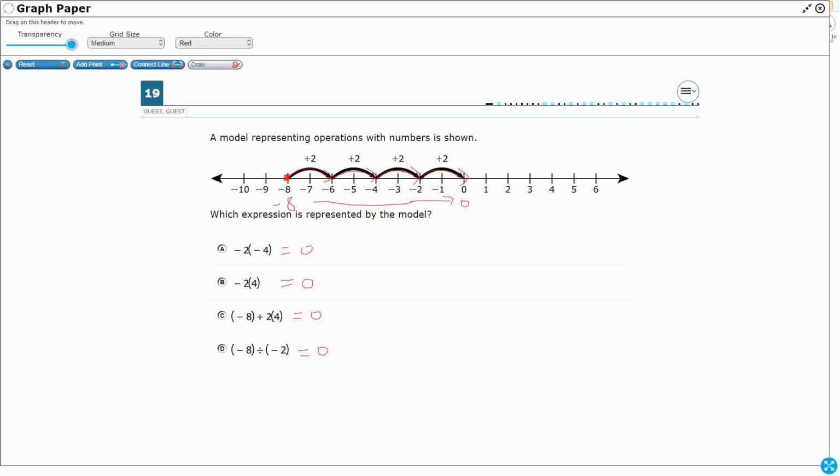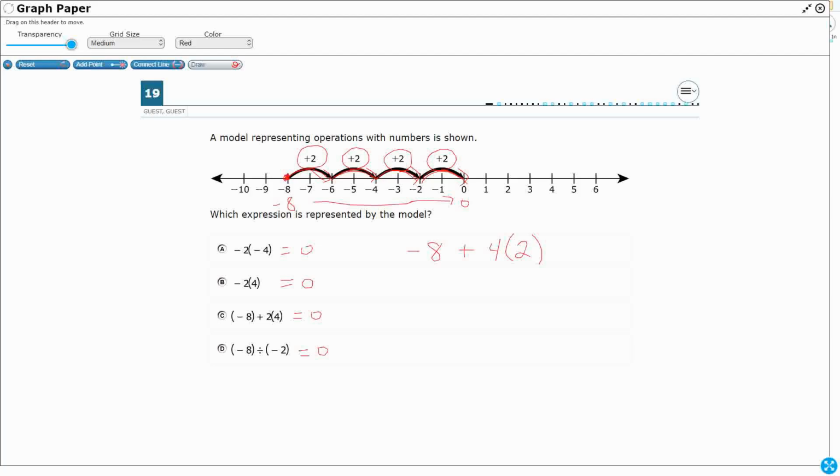Another way would be just to see what exactly we are doing here. So I've got a -8, right? And then I'm taking 4 hops, and each of these hops is moving me 2 to the right. And so what's happening here? Am I multiplying this? Actually, it looks like I'm just adding these 4 different hops of 2.